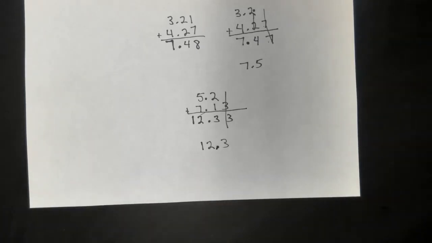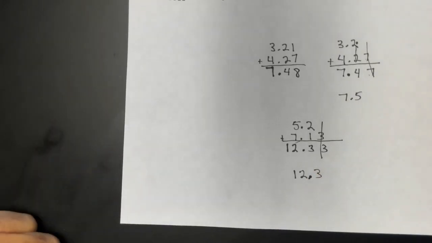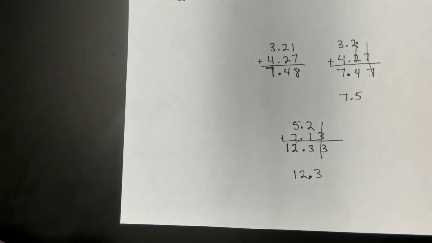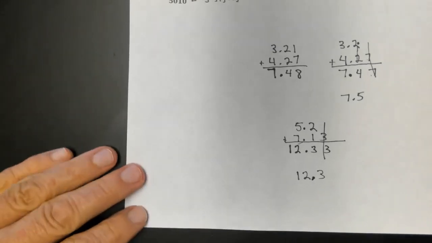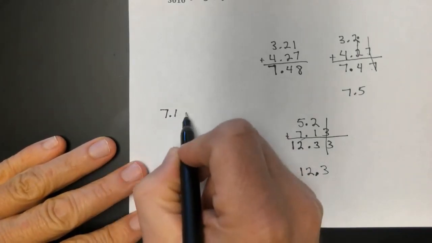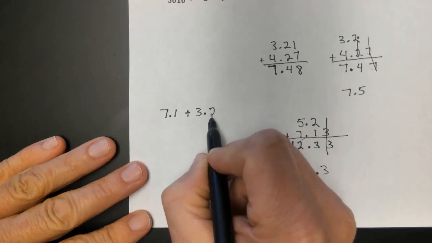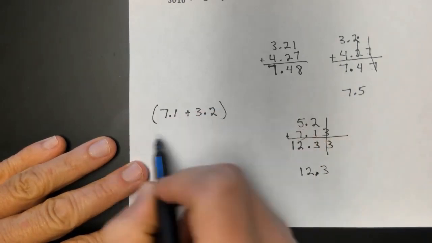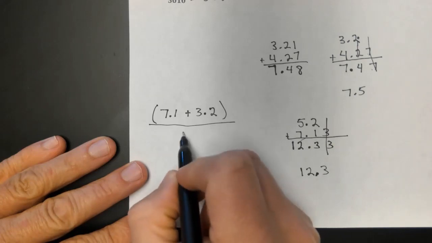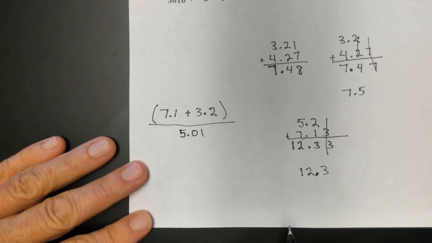So that's some of the reasons why we keep track of significant figures in our calculation. Let's say that we have some calculations where we have both addition and subtraction and multiplication and division in the calculation. So let's say that we have 7.1 plus 3.2, and this is going to be divided by, I don't know, let's say it's 5.01.